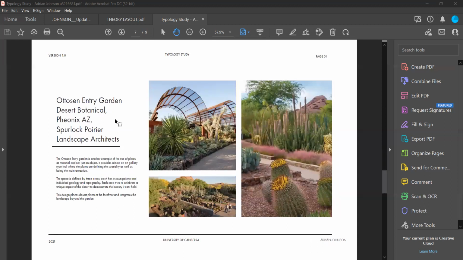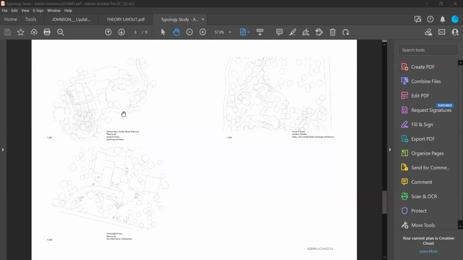And the Otterson Entry Garden in Phoenix is a spectacular garden that's home to and tries to display thousands of species of local and native desert plants. And really it uses the plants as not only the display, but the manner in which you move around. It dictates how you move. And I find that to be quite special.